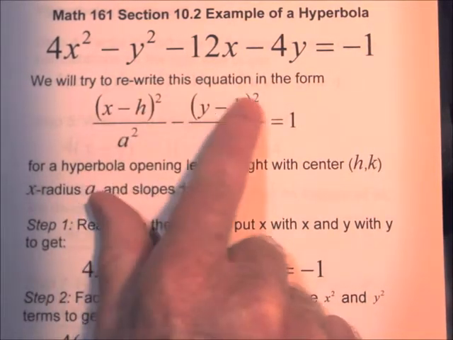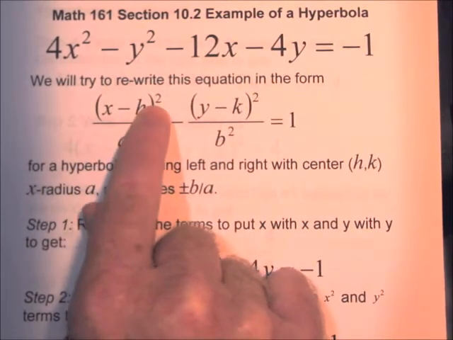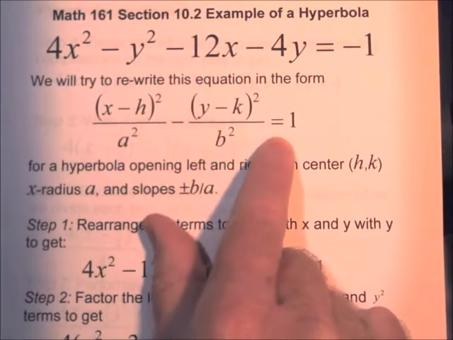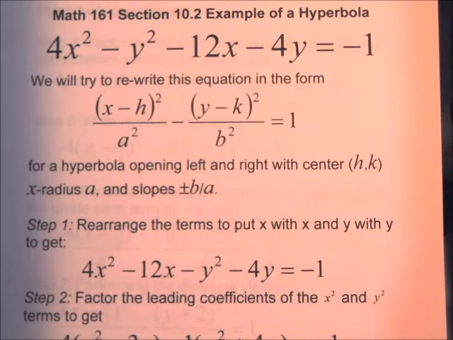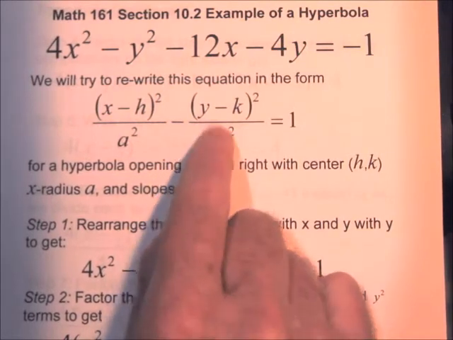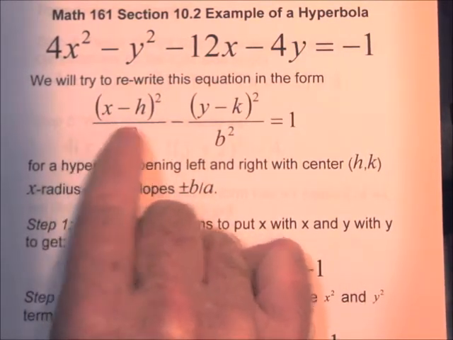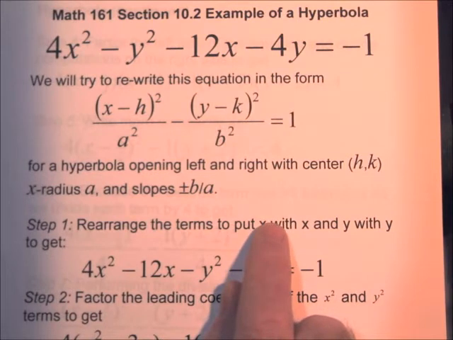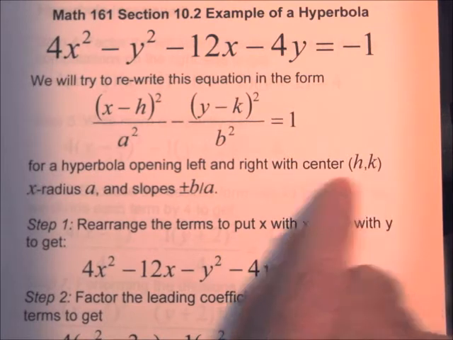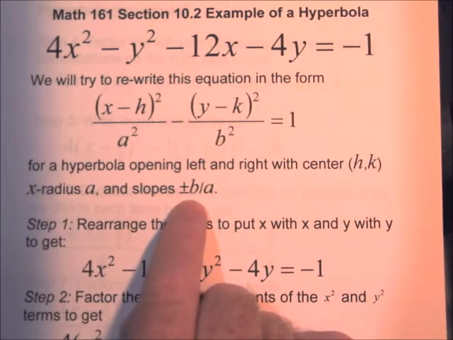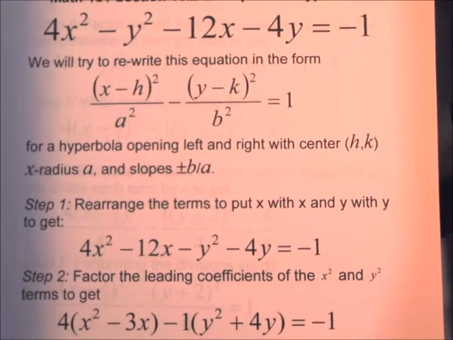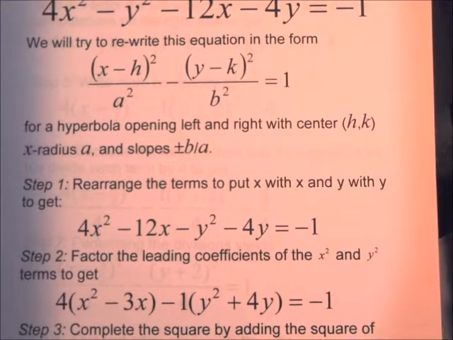The standard form for a hyperbola is (x minus h) quantity squared over a squared minus (y minus k) quantity squared over b squared equals 1. And that's for a hyperbola opening left and right. For a hyperbola opening up and down, the signs will be reversed. So this is a hyperbola opening left and right with center (h, k), x radius a, and slopes plus or minus b over a.